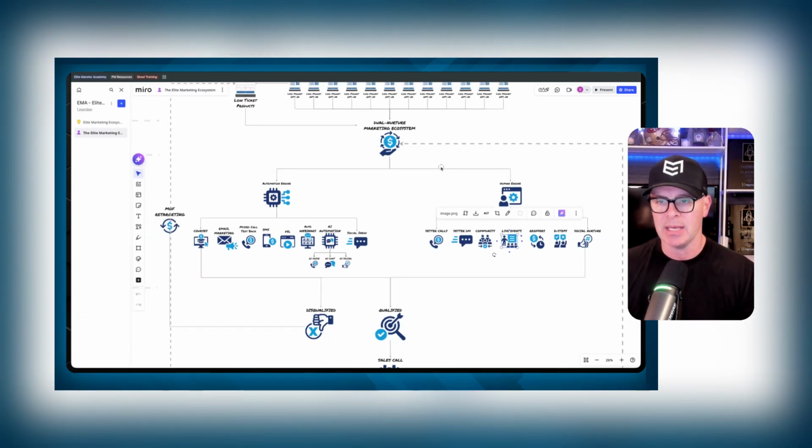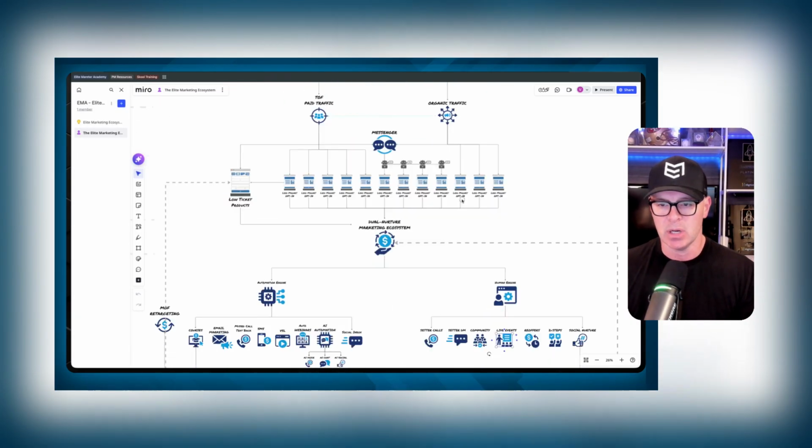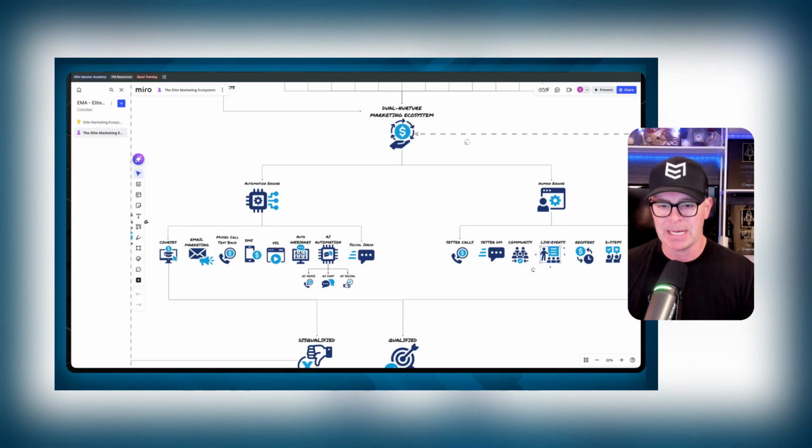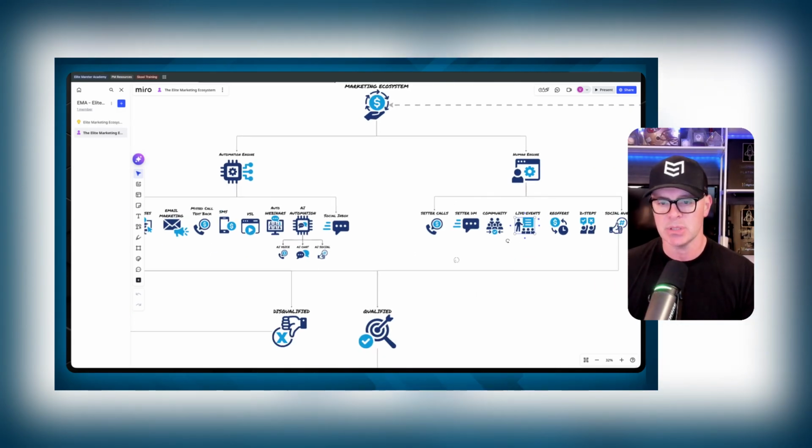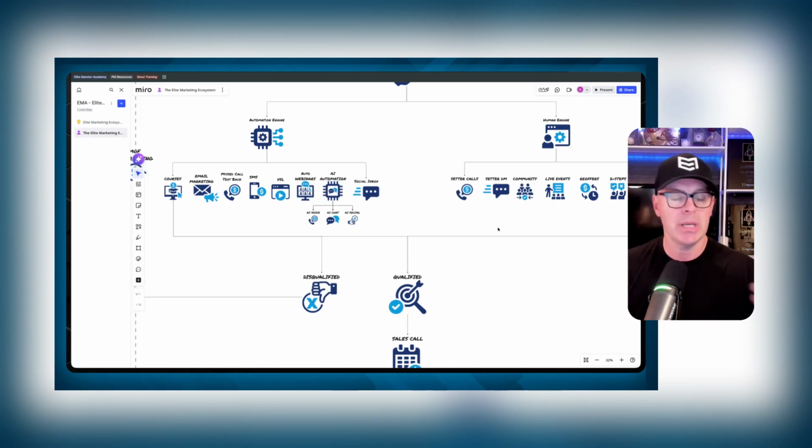And if you look at this ecosystem, that's what we're doing here, right? We're driving people into a lead magnet. We're putting them into our ecosystem so that they can learn who we are, how we can help them, and whether or not they can trust us or not.